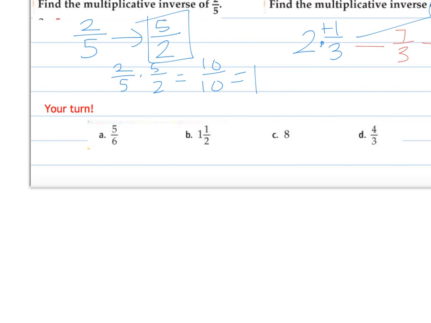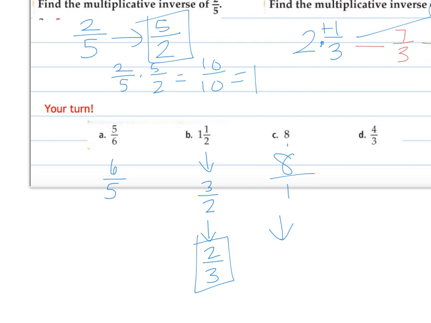So a couple for you to try. Opposite is when we get to negatives. The multiplicative inverse of 5/6 is 6/5. Opposite reciprocal of 1 1/2: first, we have to change it to an improper fraction. The multiplicative inverse is 2/3. 8 is the same as 8/1, so its multiplicative inverse is 1/8. And 4/3 is the multiplicative inverse of 3/4.